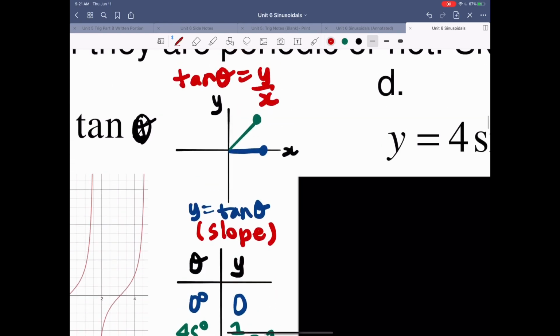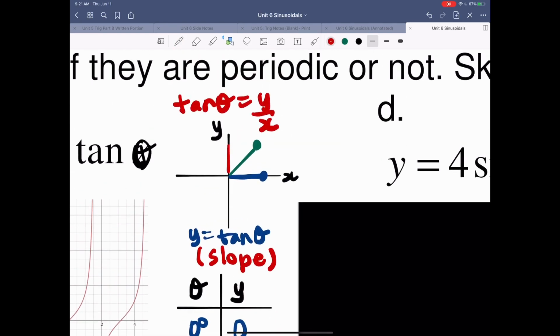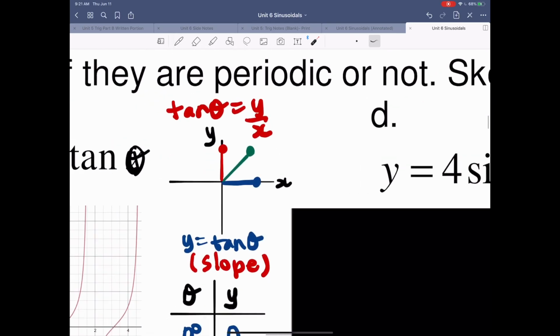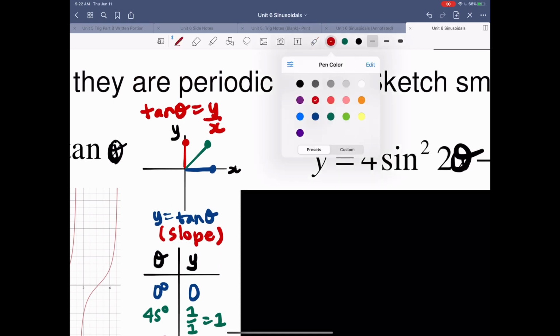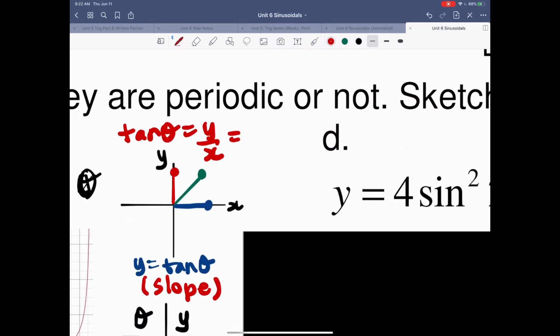So 90 degrees, let me draw this line. In this case, this is a vertical line. What is the slope of a vertical line? Well, the slope of a vertical line is undefined. If you put this in the calculator, meaning if I put that, this is the coordinate 0, 1, and that's the x, that's the y, so it's 1 divided by 0. And if you put that in the calculator, it'll say math error.